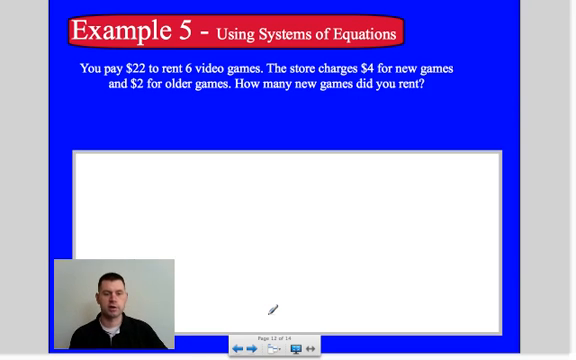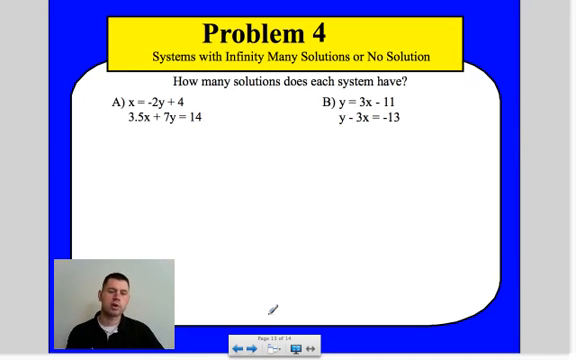Okay, so a video game is being rented out. Example 5, go ahead and do that, and we'll talk about that in class. Okay, so problem 4, we get back to many solutions and no solutions to see what the comparisons are. So what would we expect to see?